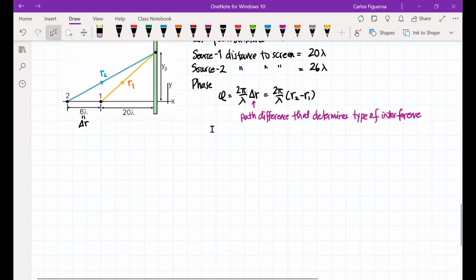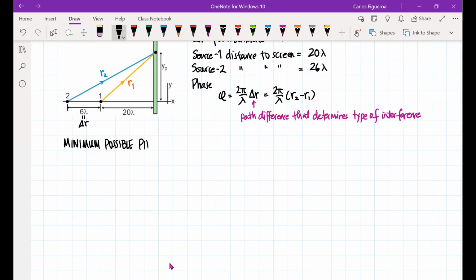Okay, so now that I've defined that, let's go back and start answering the question that we started with. So we want to know what is the minimum possible and maximum possible phase difference. So let's start off with the minimum possible phase. It's really phase difference, but I'm writing phase. Okay. So then the question is, when does this minimum occur?